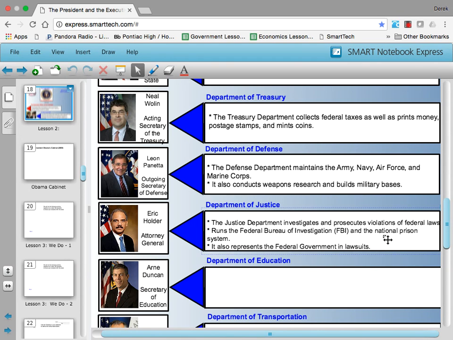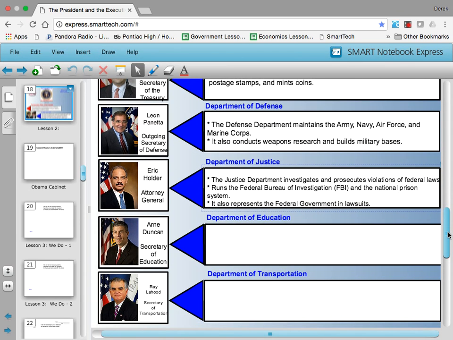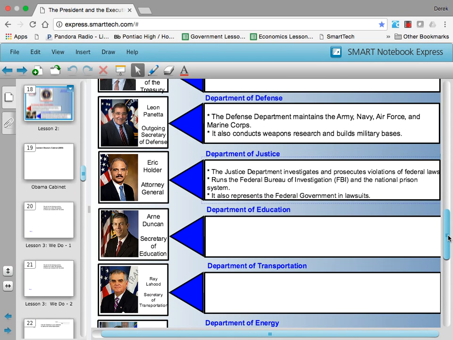So if you want to sue the United States government, which you can do, you can sue them. It's going to be the Department of Justice that represents the federal government and their interests in that lawsuit. The DOE, nobody calls it the DOE. I don't know why we have the DOD and the DOJ, but nobody calls the Department of Education the DOE.